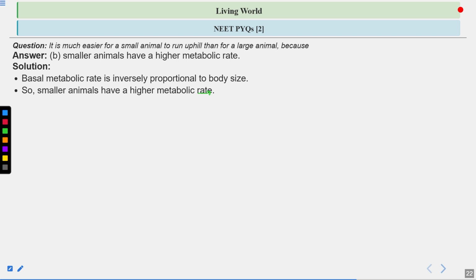Okay, they will produce more energy. Hence, production of energy is more due to high metabolism. Okay, energy is produced in the form of ATP, and ATP is again broken down to carry out all the activities such as locomotion.